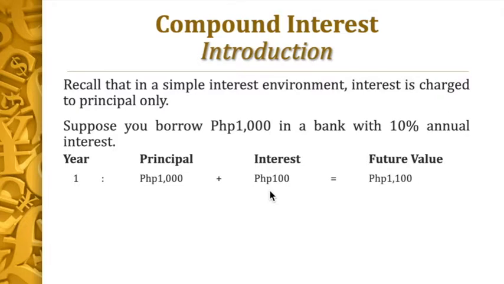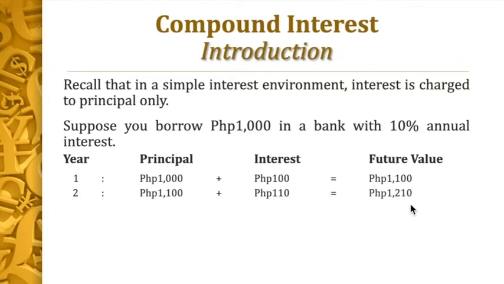Now, this is what happens in compound interest. We will be getting the future value in year one and make it our new principal in year two. Of course, if that happens, our interest changes, because it is now based on the 1,100, which is our new principal, not the 1,000. The 10% of 1,100 is a higher value than before, that's 110. Adding the principal and the interest, our future value is different.